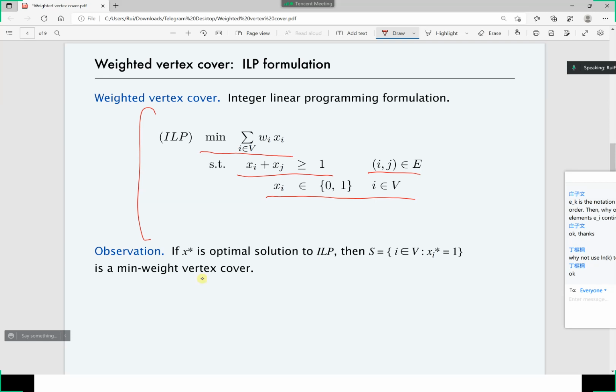So this means that if we can somehow solve this integer linear program optimally, so if x star is an optimal solution to the ILP, then if you pick all of the xi's which are equal to 1, this is also equal to a minimum weight vertex cover, because this ILP exactly models the weighted vertex cover problem. So the optimal solution to the ILP is also the optimal solution to the vertex cover.